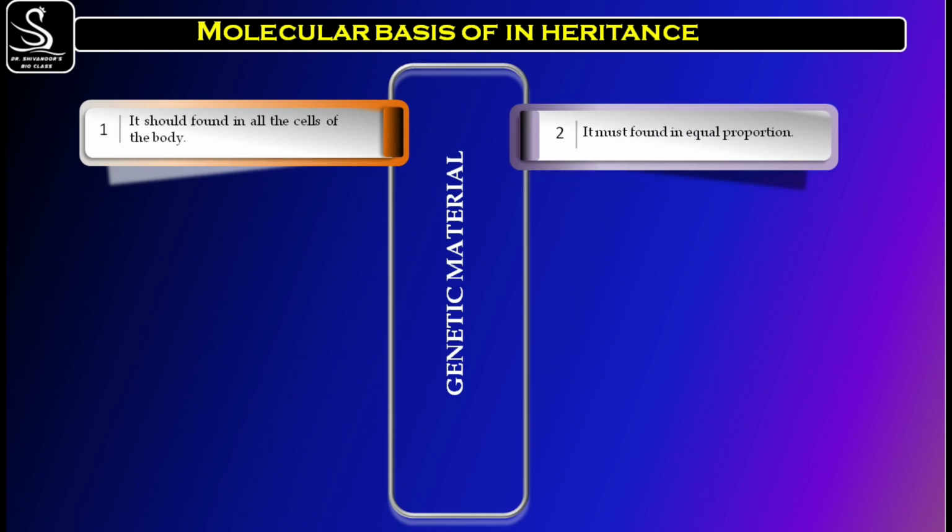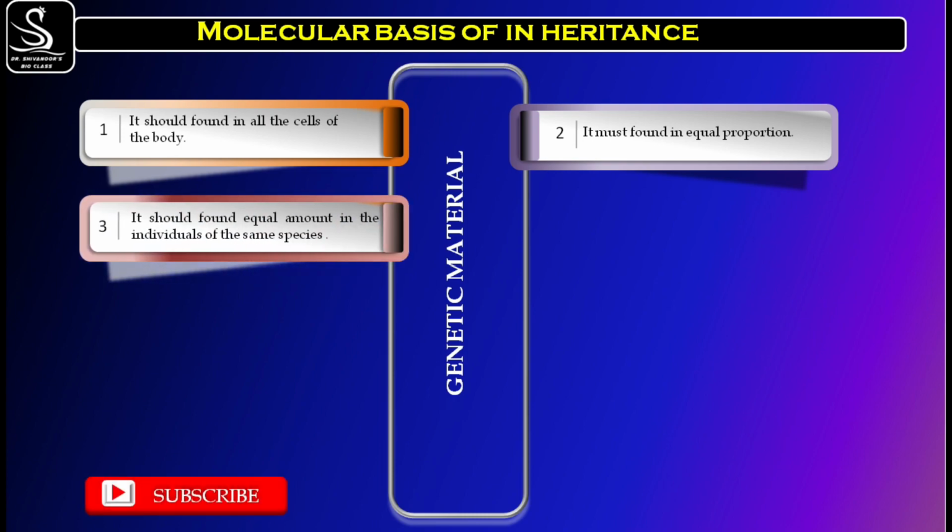So then another property, it must be found in equal proportion. Okay, one thing, it should be found in all the cells of the body. Second one is it must be found in equal proportion. Suppose one of our body cells has 46 chromosomes, then all the cells of our body must have 46 chromosomes only. It should not be like one has 46, another has 50, one more has 20. No, it will never be like that. If that is the situation, then probably that organism is no more going to survive. That is why the genetic material we were expecting must be found in equal proportion in all our body cells.